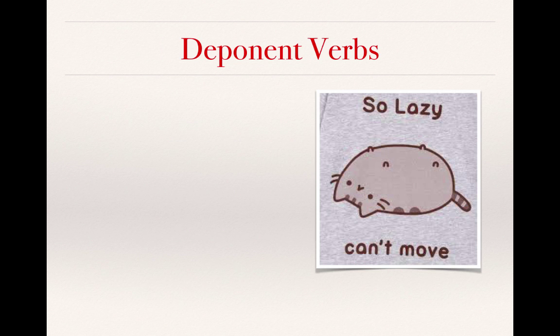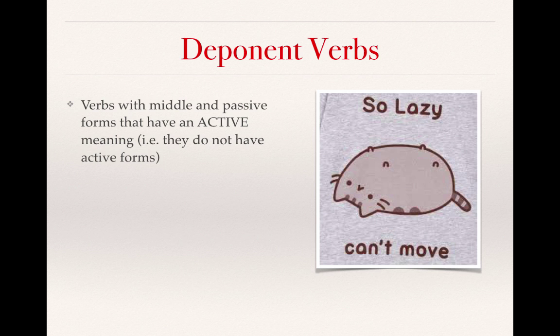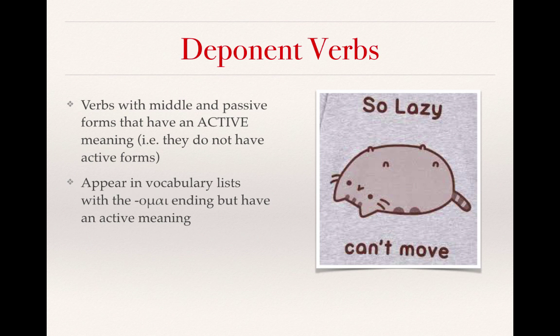All right, so deponent verbs. What are deponent verbs? Well, they are verbs that have middle or passive forms, but have an active meaning. That is to say, they do not have active forms. So the active voice is conveyed using the middle and passive forms. These will appear in vocabulary lists with the "o-mai" ending, but they have an active meaning. So you'll see them with that middle passive "o-mai" ending, but the definition provided will be in the active. And the forms will be those of the middle passive forms.